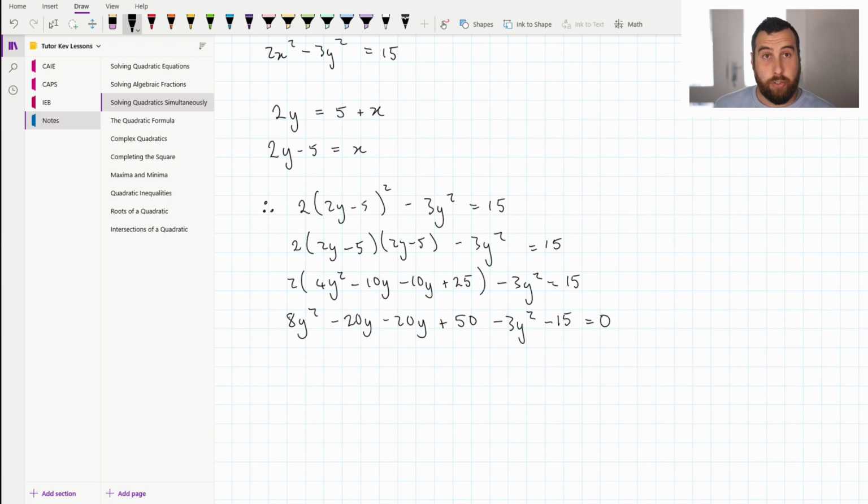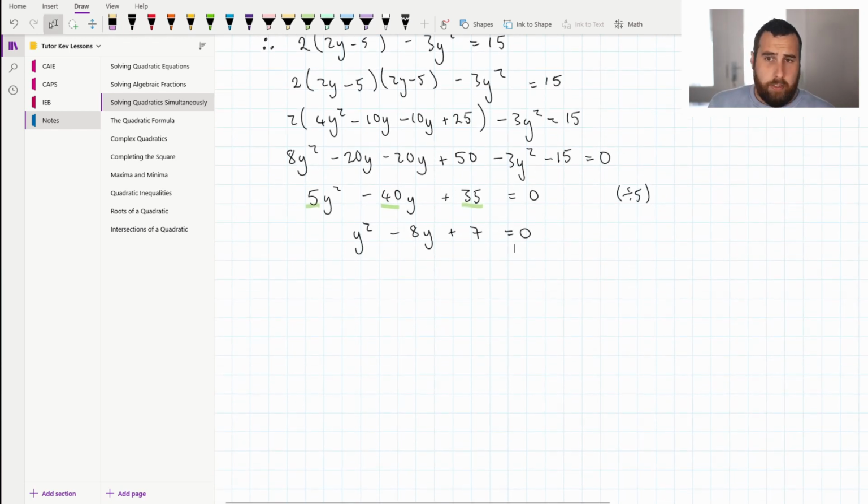Now that I've done this, I need to simplify. So I'm going to get 5y squared, because 8y squared minus 3y squared gives me 5y squared, and minus 20y gives me minus 40y. And then I've got 50 minus 15, which gives me plus 35, and that is equal to 0. Now, instead of just factorizing straight away, we can see that all of these terms are divisible by 5. So I'm going to divide every single term by 5 to simplify my equation even further. So I'm going to get y squared minus 8y plus 7 equals 0.